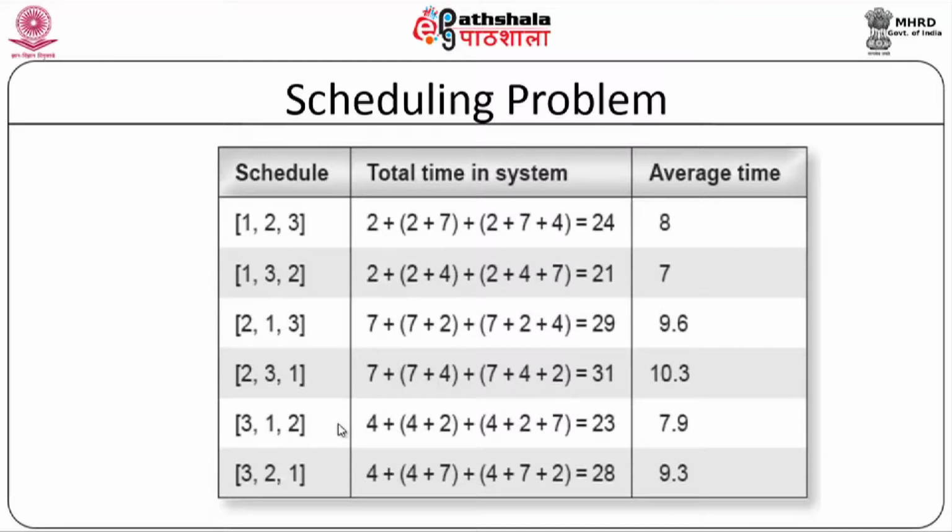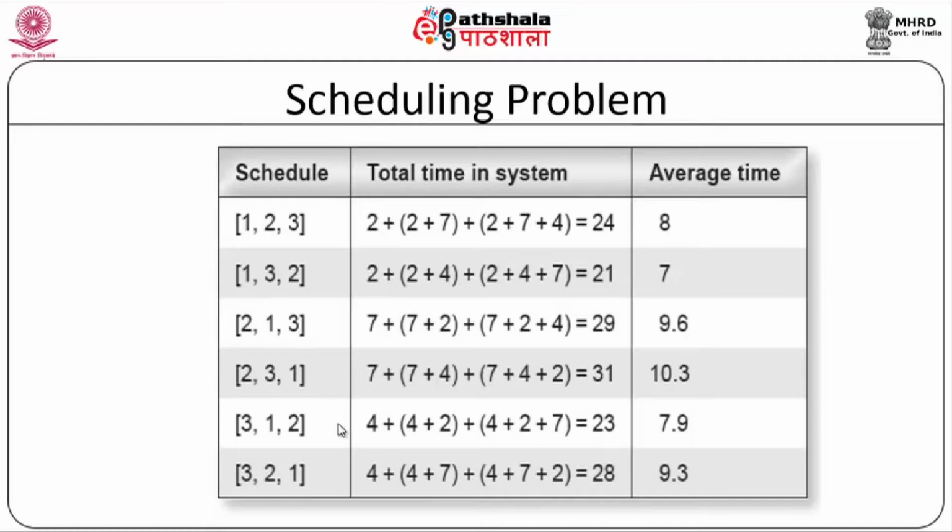So, 2 is going to be the waiting time for the second job, and once the waiting time is over, it will be processed. It takes 7 units. Meanwhile, the third job has to wait. So, 2 plus 7 is going to be the waiting time for the third job, and after that it takes 4 units of time. So, you can see that it is going to be 24.